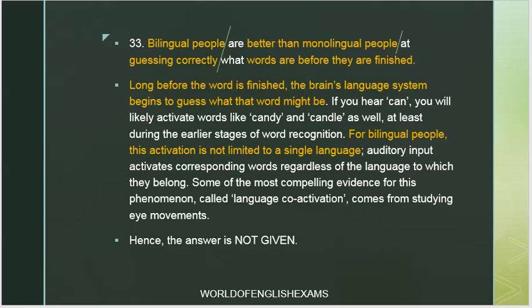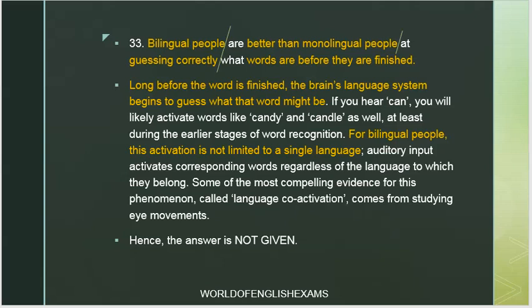Bilingual people, that means people who can speak two languages, are better than monolingual people. Oh, that means the statement is comparing bilinguals with monolinguals, the people who can only speak one language, at guessing correctly. That means the bilingual people are able to guess correctly, that they are able to predict something properly.